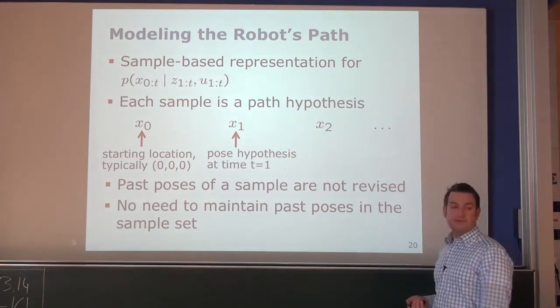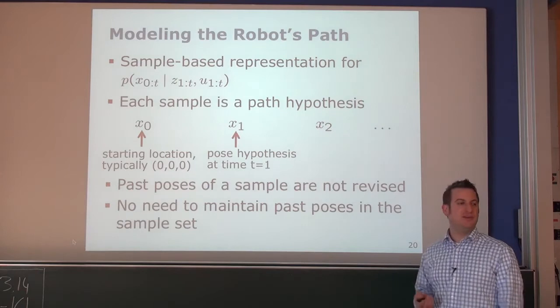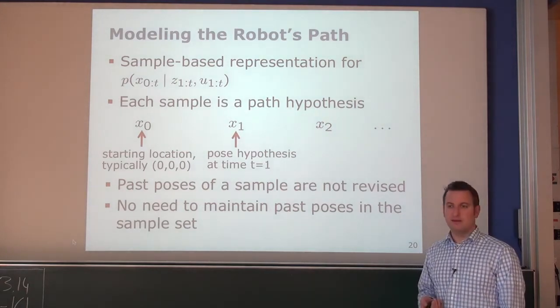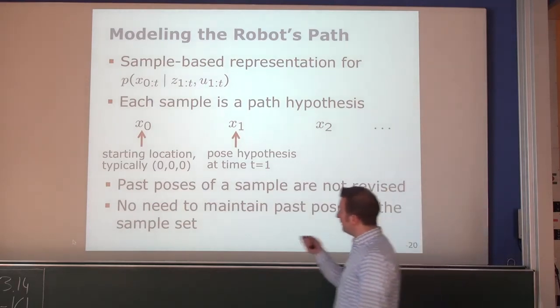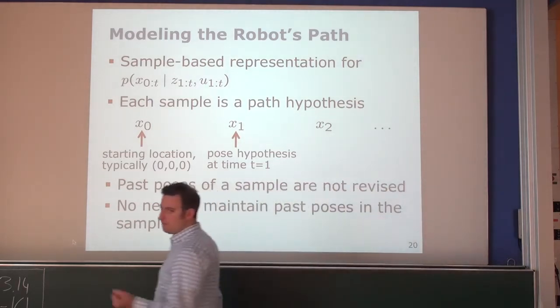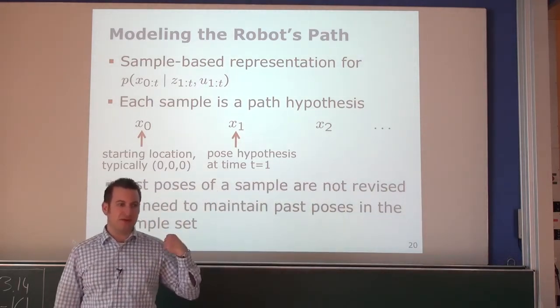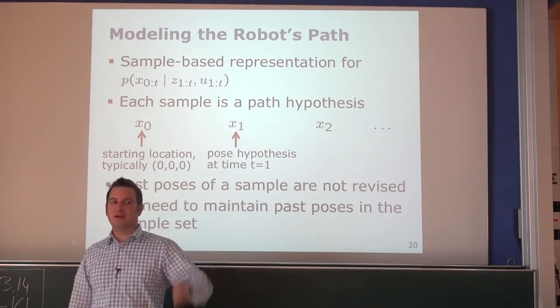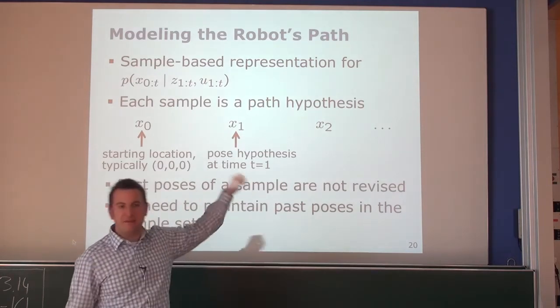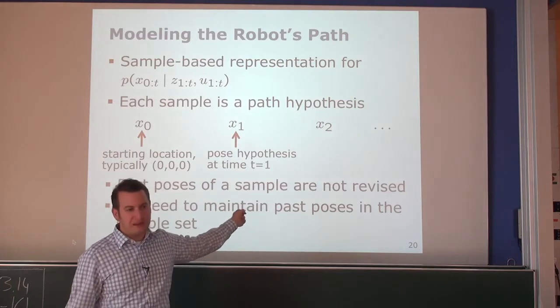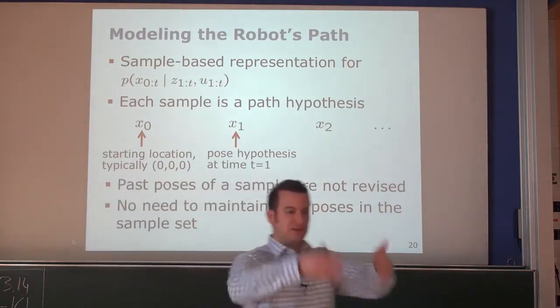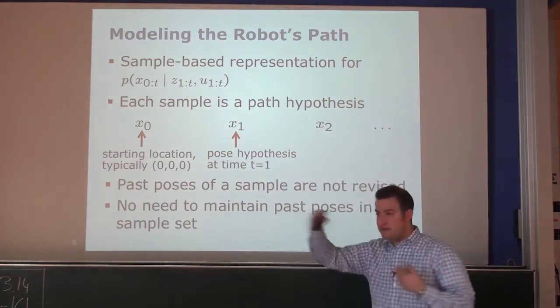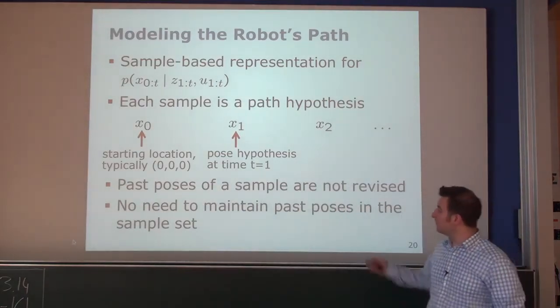x2 is the pose of the robot at time t equals 2, always the xy theta location. However, in this particle filter, we never revise the path trajectory. So we never say, okay, at that point in time in the past, I made a mistake, so I correct all the samples. That's nothing which a particle filter does. So it always takes a step forward and estimates the next position of the robot.